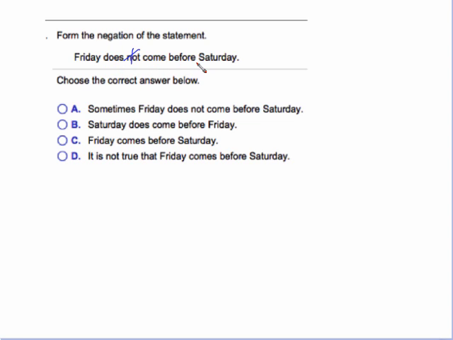Friday does come before Saturday. Most people don't say that, but what people would say is Friday comes before Saturday. It's not wrong to say does come before Saturday, but this is just a little more commonly accepted. So you'll have to read through these when you look at the multiple choice on your homework.